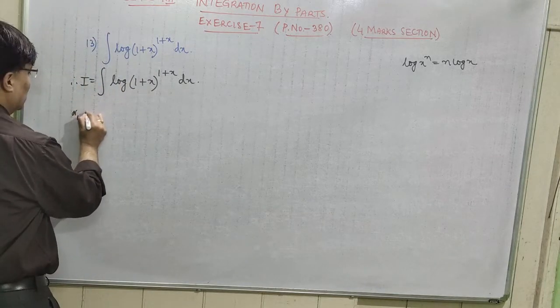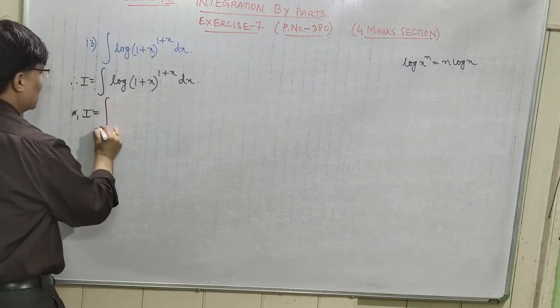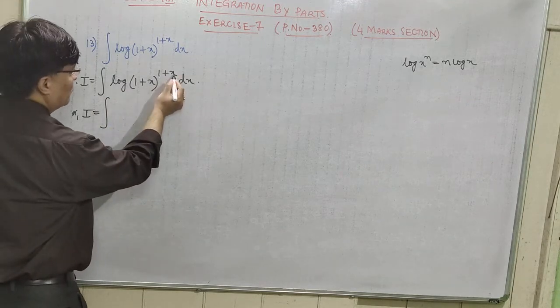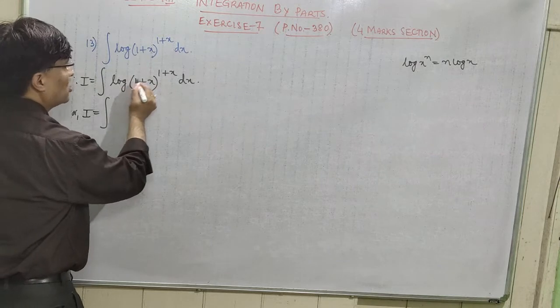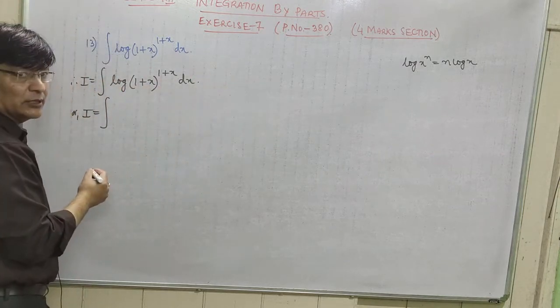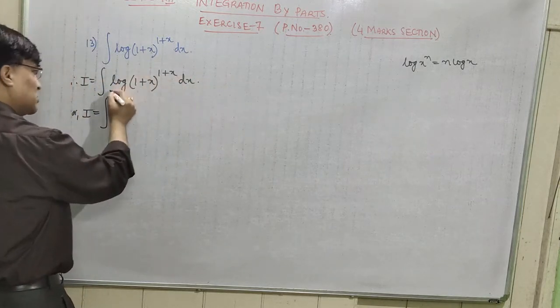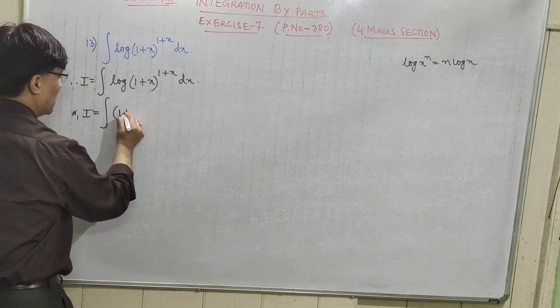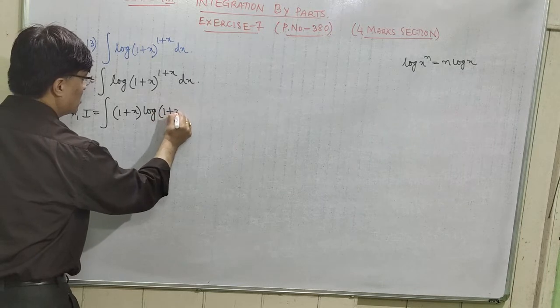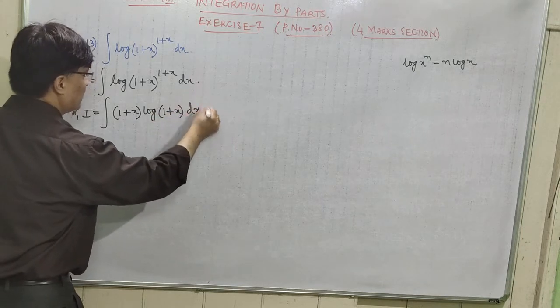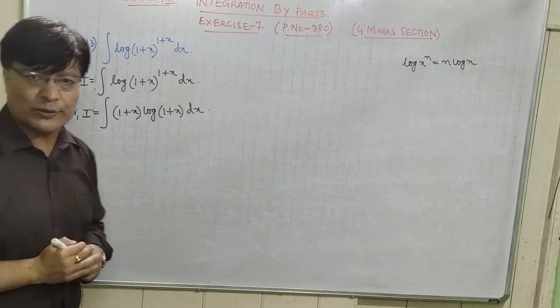Similarly here also, I is equal to integral sign. This 1 plus x is the power of only 1 plus x. So because of this log, you can use the properties of logarithm in this case. This 1 plus x becomes the coefficient. 1 plus x is kept within bracket, then log of this is 1 plus x dx. So I think I have understood it.